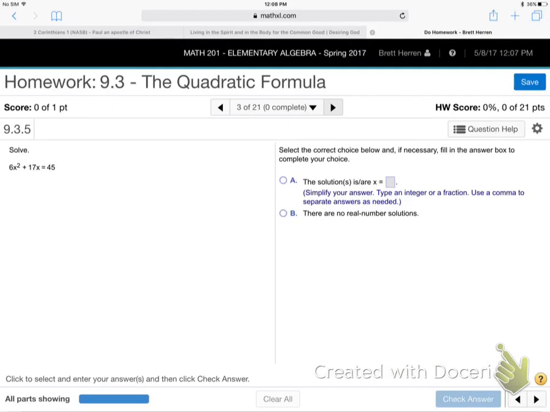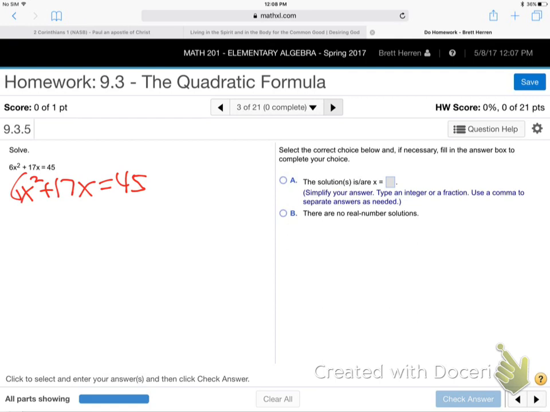All right, let's jump into number 3. So here I'm at number 3, 9.3, the quadratic formula. All right, 6x squared plus 17x equals 45. Give it a try. This will be a little bit harder.